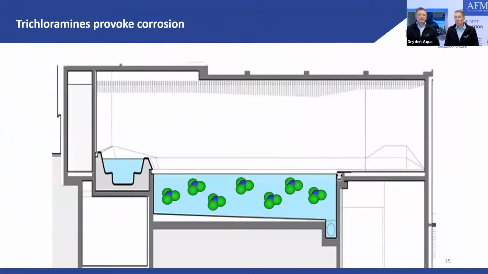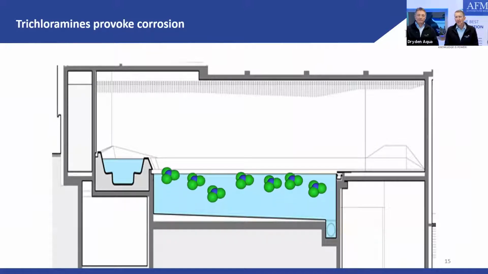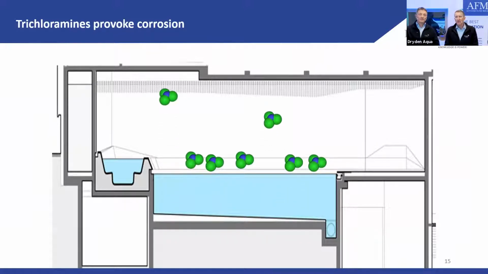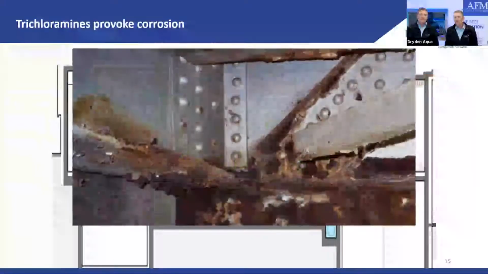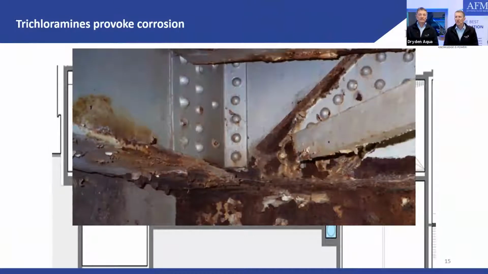So what is the problem with trichloramines? First, as we just learned, trichloramines will gas out very easily, and they get into the air, and they are very corrosive, they're very aggressive. So this leads to corrosion in the structure of the building.